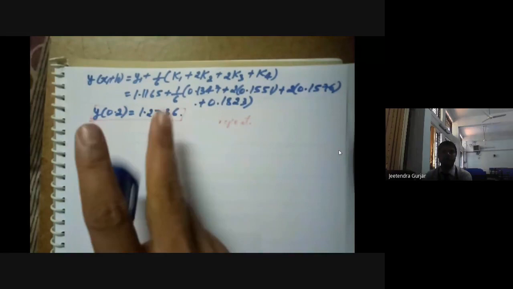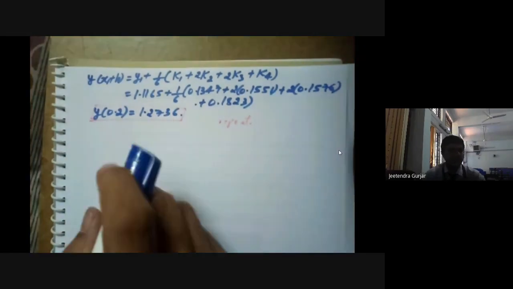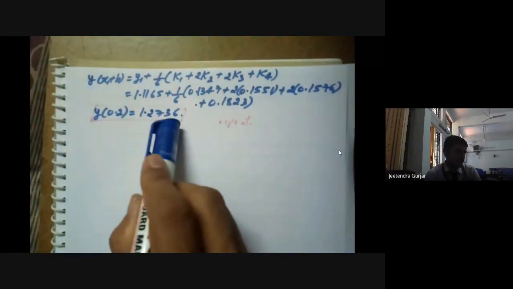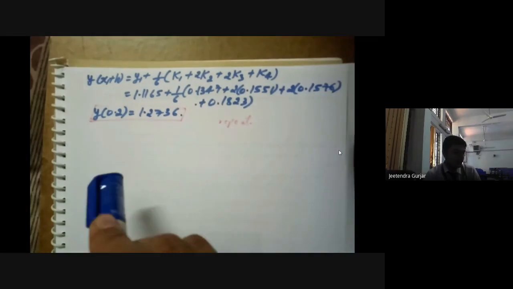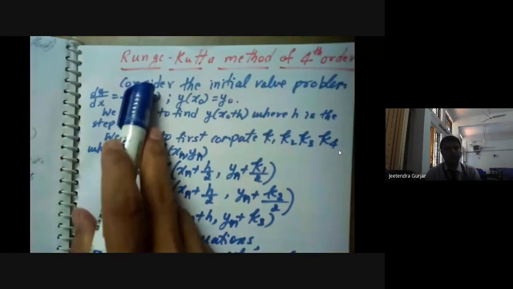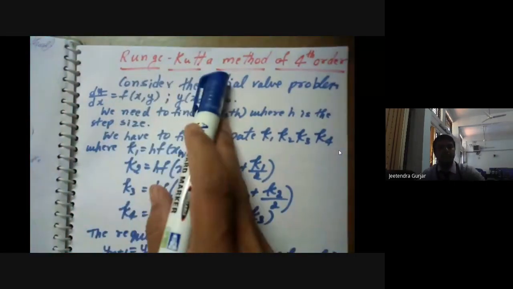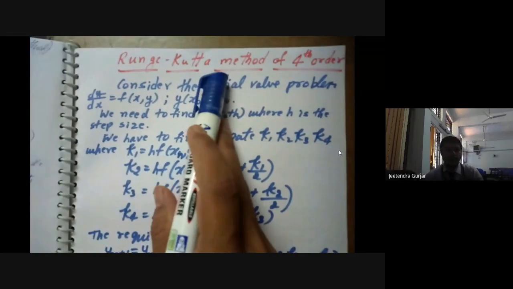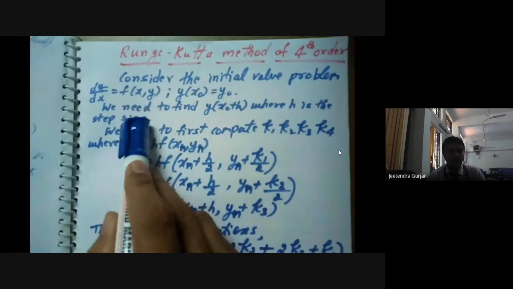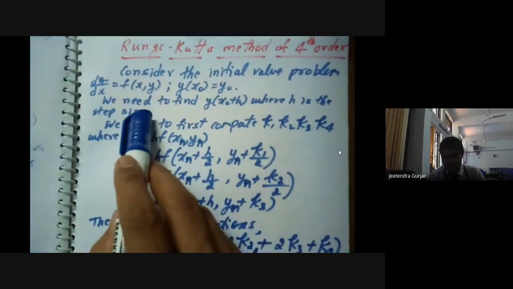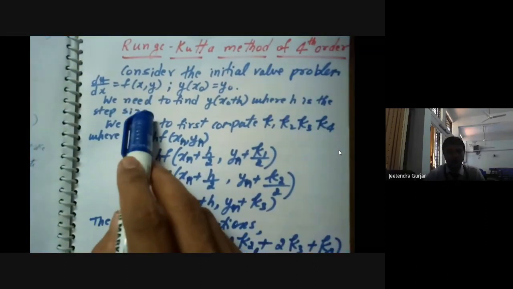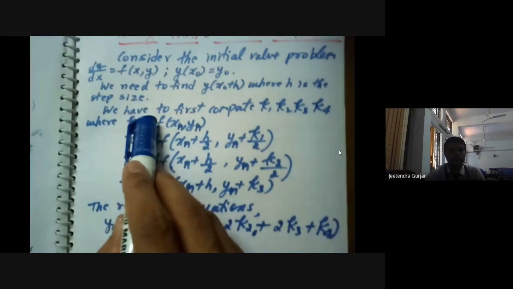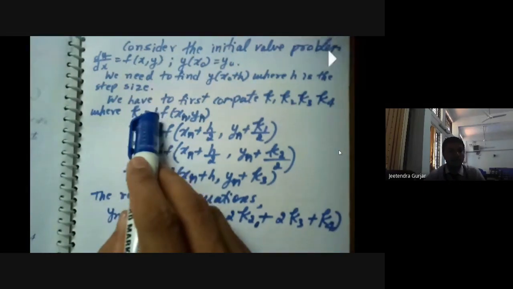So I will just repeat this once again so that it will be helpful for you to understand, because it is a very important method. It is the Runge-Kutta method of fourth order. Just consider the initial value problem: dy by dx is equal to f of x comma y, y of x naught is equal to y naught. That is what is given. So we need to find y of x naught plus h, where h is the step size.